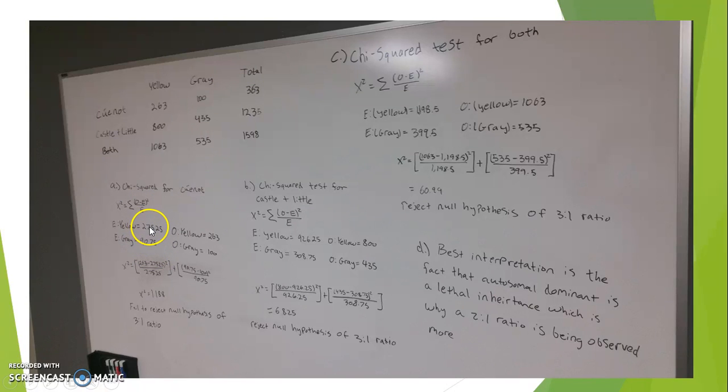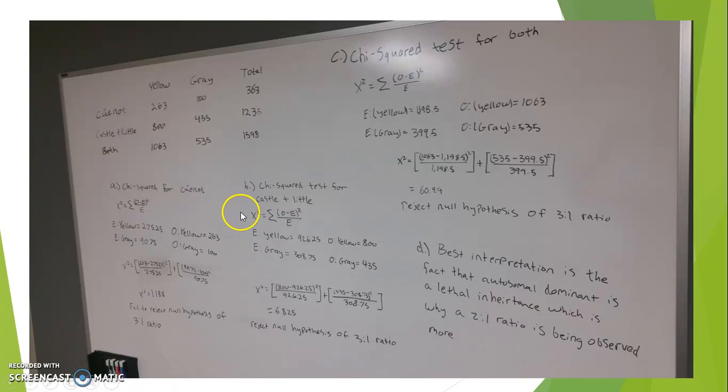Basically I plugged the observed into this place right here, and the expected down below. Then I did the same thing for the bottom, and I came out with this equation. I got a chi-squared value of 1.188. And so I failed to reject the null hypothesis of a 3-to-1 ratio.